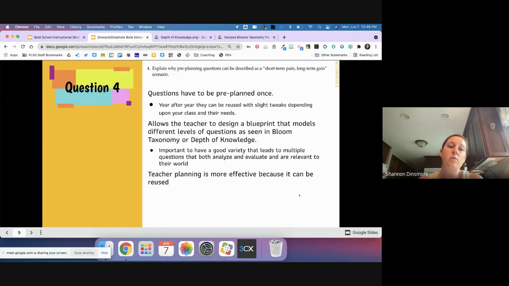And question number 4, explain why pre-planning questions can be described as a short-term pain, long-term gain. You only have to do it once, and then you can tweak your questions year after year. And you can have the different levels of questioning. It gives you a way to make sure you're having a good variety. So it makes your planning more effective because it can be reused.